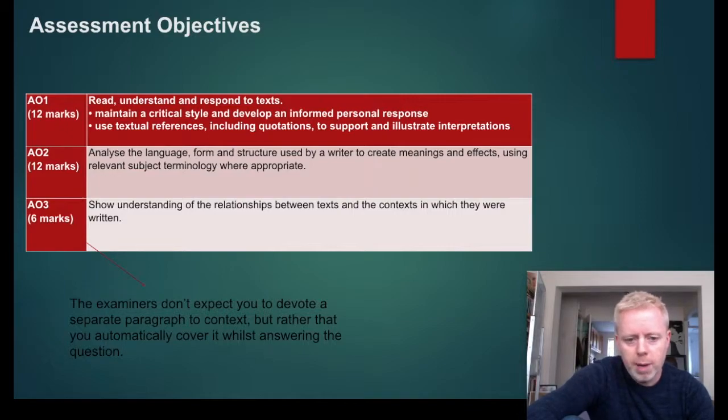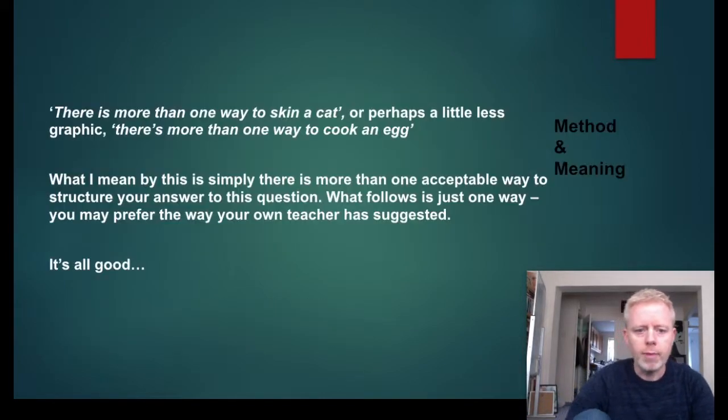Now, an interesting point about this: the examiners don't expect you to devote a separate paragraph to context, but rather you will automatically cover it whilst answering the question. Okay, so don't be looking to do a specific paragraph just on context, and I'll explain that a little bit later.